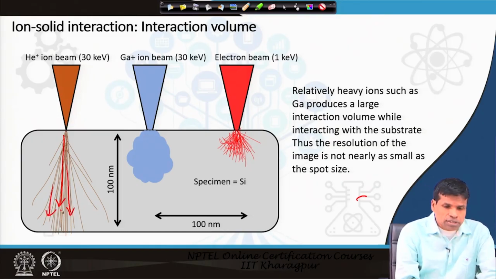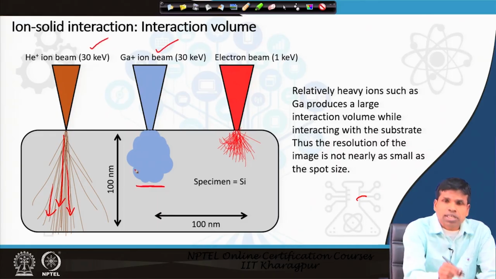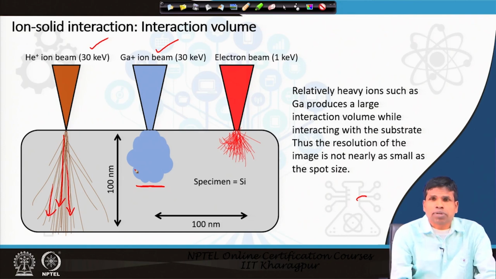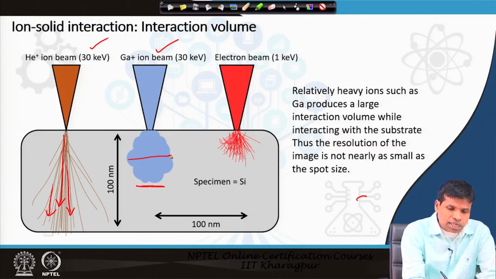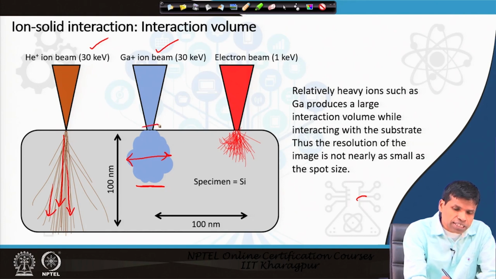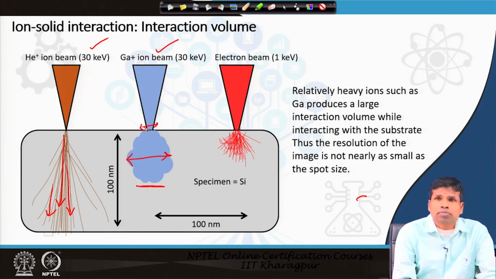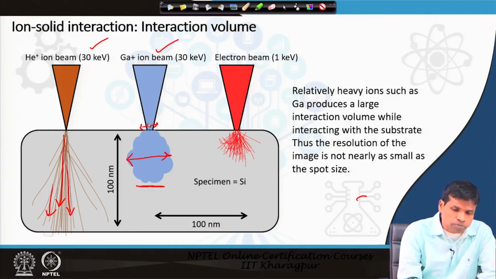much forward direction. As compared to that, gallium with the same acceleration voltage goes much less, because it has larger mass. It cannot penetrate to much depth, its velocity will come down quickly, with that same energy velocity will be less, but it has much greater lateral spread as compared to the helium. And here also we see that this region where the ion beam interacts is much wider as compared to the helium. So, certainly gallium is not suitable for high resolution microscopy purposes.